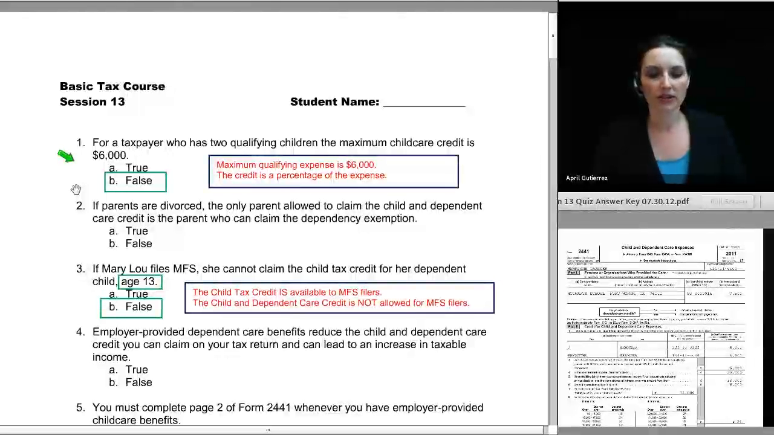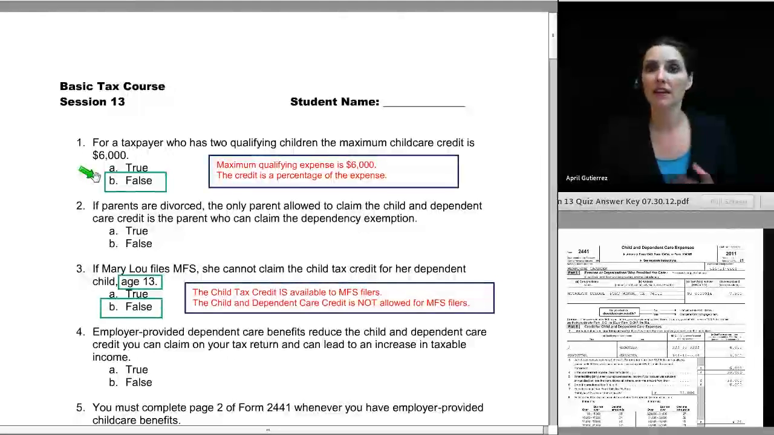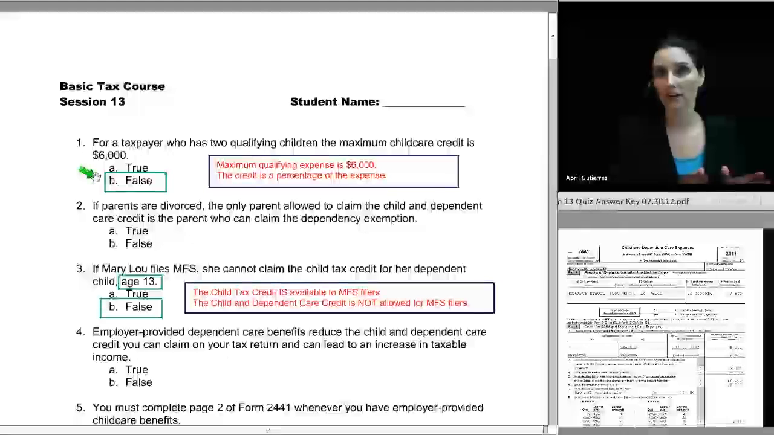For a taxpayer who has 2 qualifying children, the maximum child care credit is $6,000. Well, that's a definite false. And the thing with this question, and many of the questions that are most frequently missed, is students are answering the question without reading it and then thinking about what the law has to say. Now, with the Child and Dependent Care Credit, we don't deal with a maximum credit amount per se. We deal with a maximum qualifying expense per child, and then that qualifying expense is multiplied by a decimal amount to arrive at the final credit.